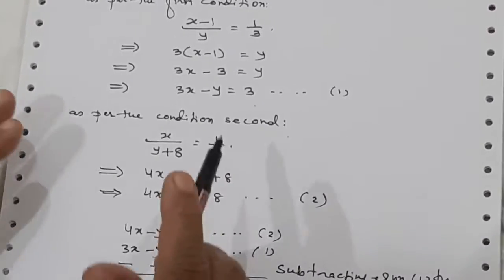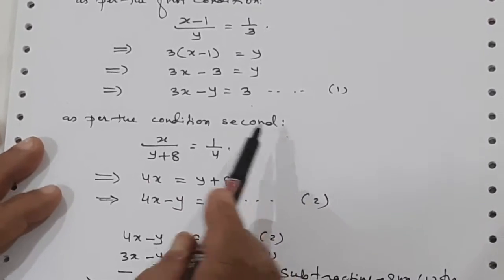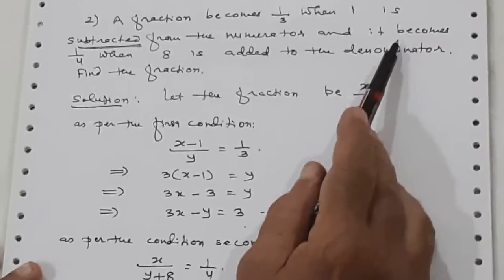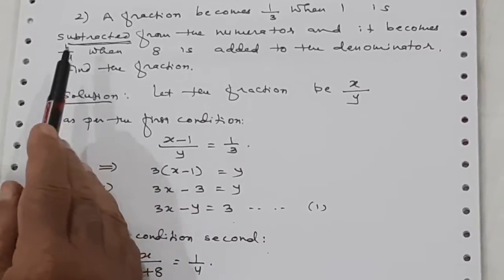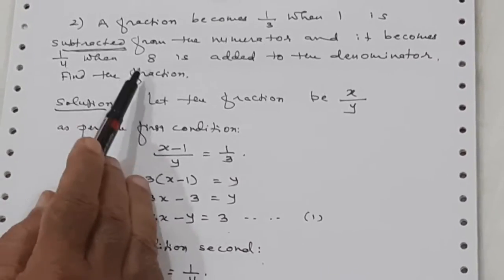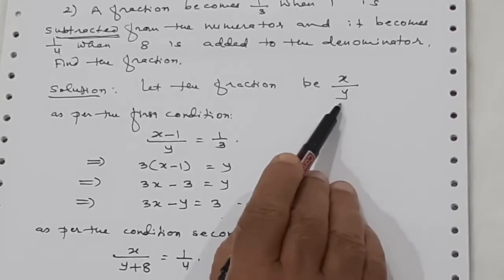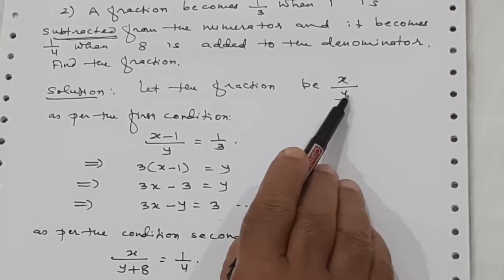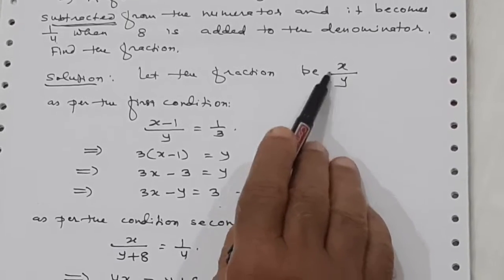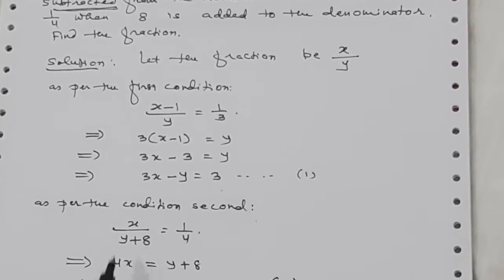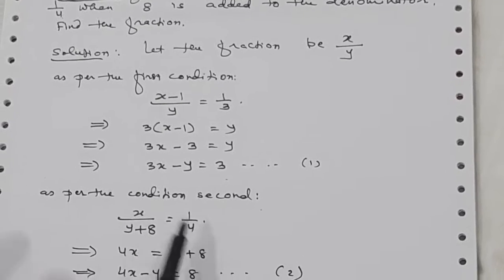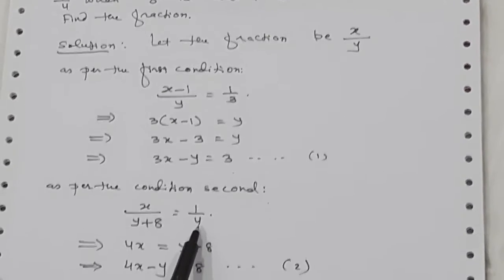Now as per the second condition. What is the condition 2? It becomes 1 upon 4, means its value becomes 1 upon 4 when 8 is added to the denominator. So what is the denominator now? Y. So we have to add 8 here. So the new fraction will be x upon y plus 8. And its value will be 1 upon 4.